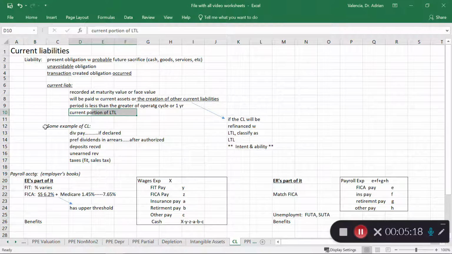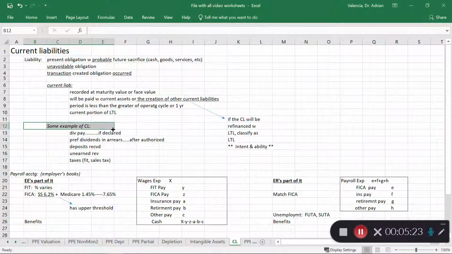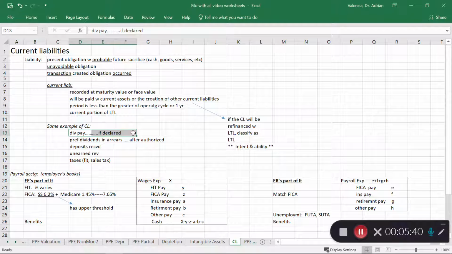Okay, now here's some examples of current liabilities that are maybe not so common or not so obvious. Obvious ones are your accounts payable or things of that nature that you have to pay. But some of the ones that may not be so obvious are things like dividends payable. So even though a company is not required to pay dividends, once they declare that dividend, it becomes a liability, an obligation. And more specifically, these are short-term obligations. So you have dividends payable.